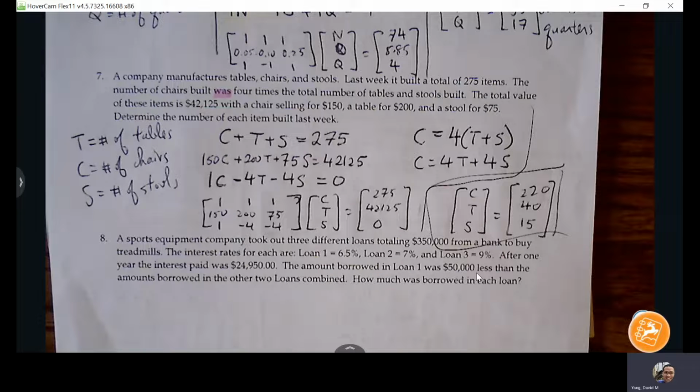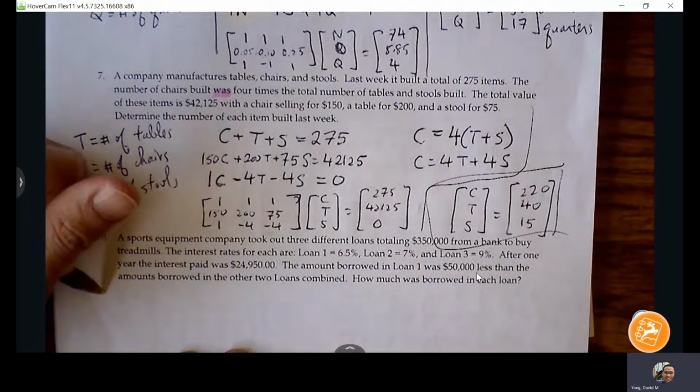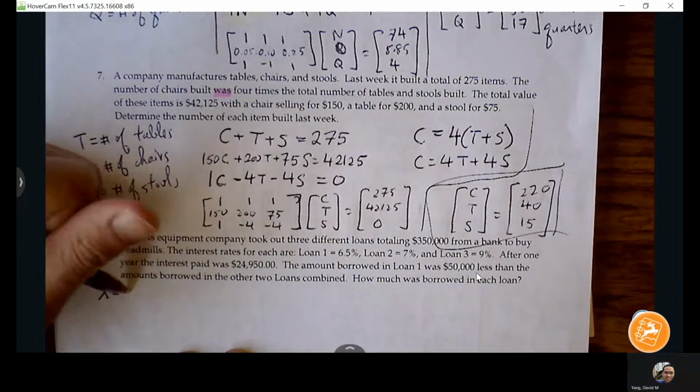Okay, number 8. I will go back to X, Y, and Z. X represents the amount in loan 1, Y is the amount in loan 2, Z is the amount in loan 3. Okay, try that and see if you're able to. Really, I wanted to get that practice writing that third equation.